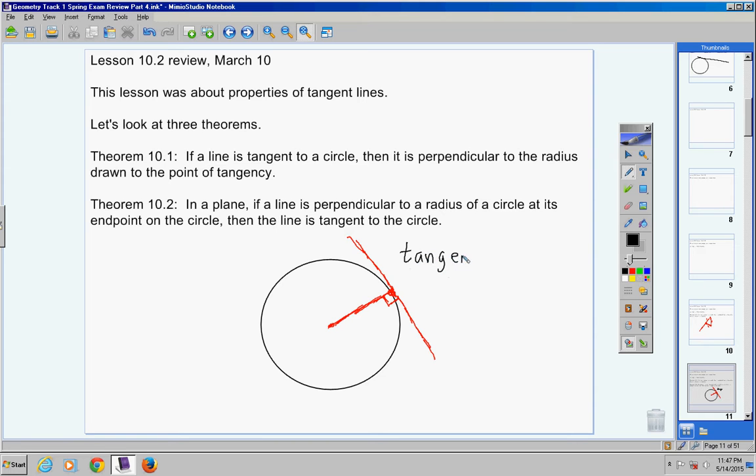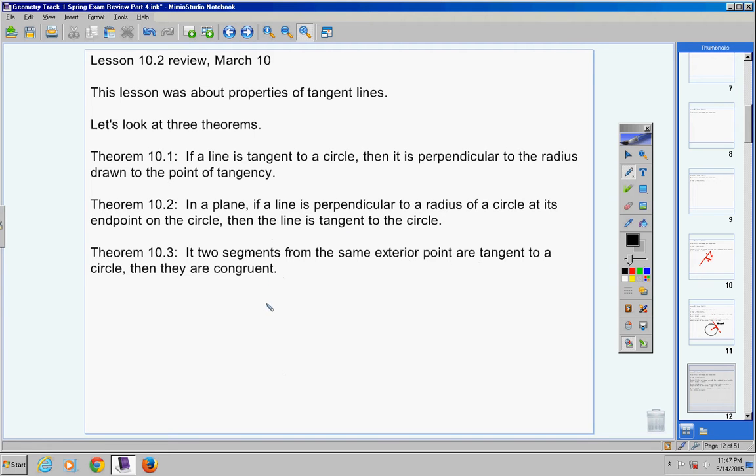So let's quickly review. In the first theorem they said if you have a tangent line, then it's perpendicular to the radius. Now they're saying the opposite, the converse. Now they're saying if these two lines are perpendicular, the radius of this line, then this line here is a tangent line. Understand that. Okay, moving on. If two segments from the same exterior point outside the circle are tangent to a circle, then they are congruent.